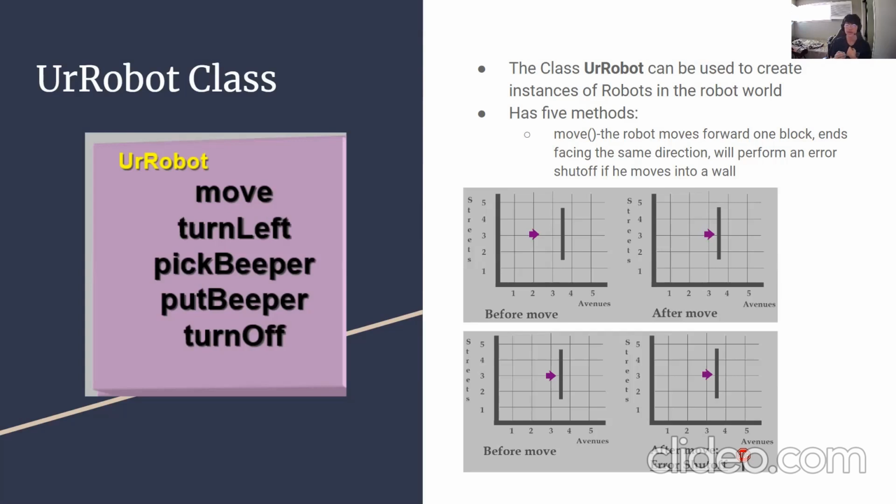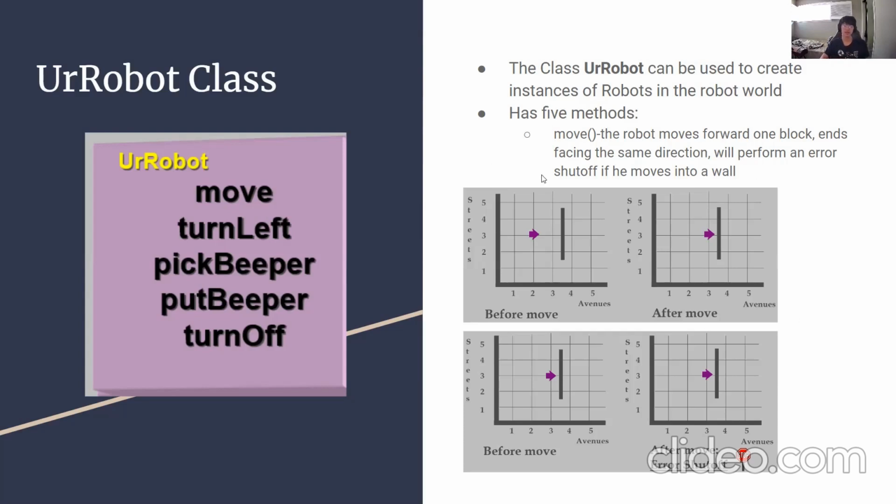And this is going to be explained further in detail in our next lesson, but for now, just understand that when it performs an error shutoff, the robot will completely shut itself off. And you have to avoid this because if you have an error shutoff, then your entire program is wasted, because after an error shutoff, you cannot do anything else. So you want to fix that immediately.